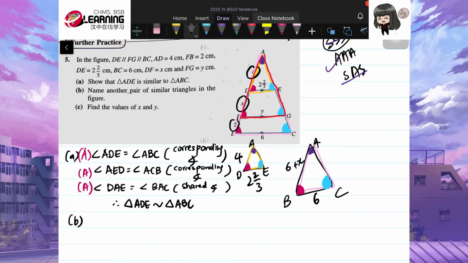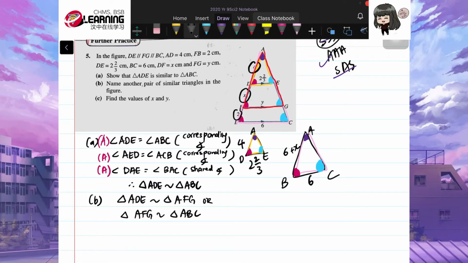So you can write another pair. Name another pair of similar triangles. So triangle ADE is similar with triangle AFG. You can write this, or you can write triangle AFG is similar to triangle of the big one, the light pink one, ABC. You can write either this one or this one.